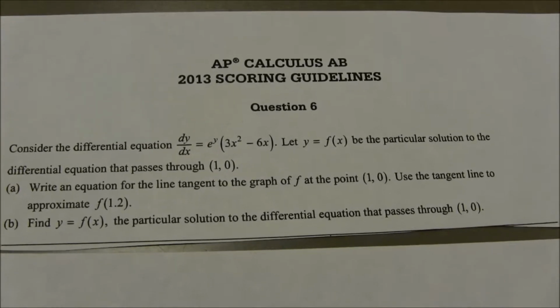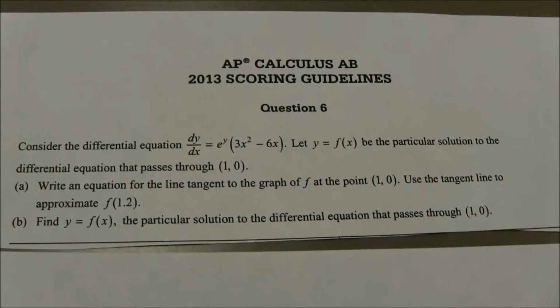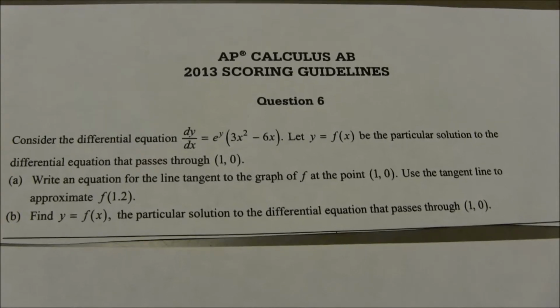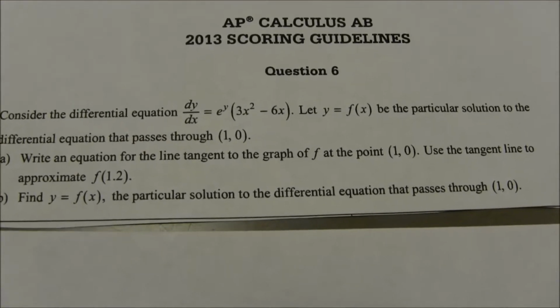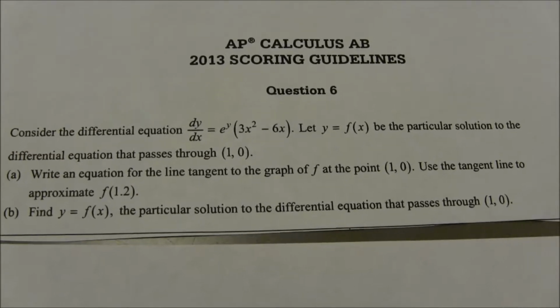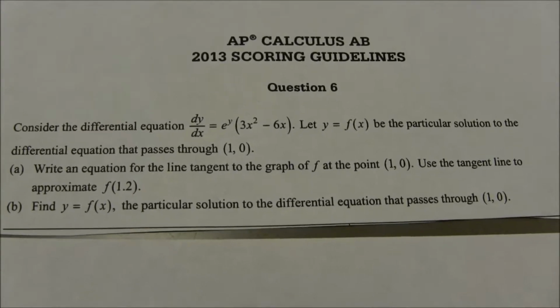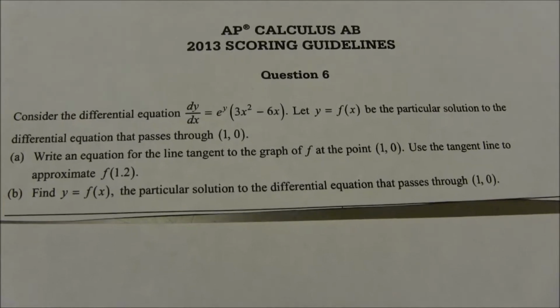We'll look at a second differential equations question. Here we've got dy/dx equals e to the y. Notice it's e to the y, not e to the x, times the function 3x squared minus 6x quantity. And they reference the particular solution here. The first part asks you to write the equation of a tangent line to the graph at the point (1, 0). Use that tangent line to approximate f of 1.2.